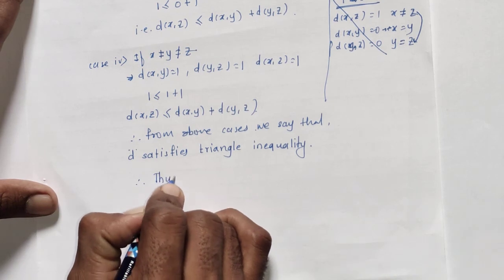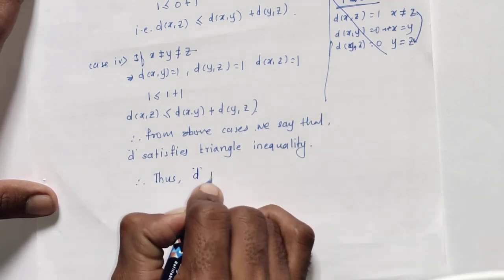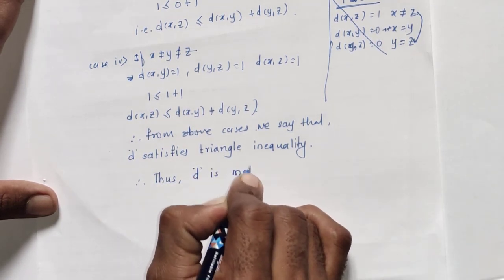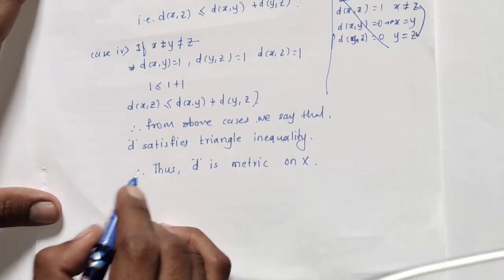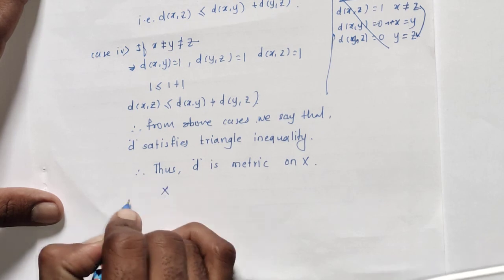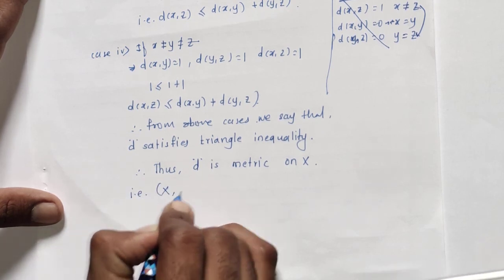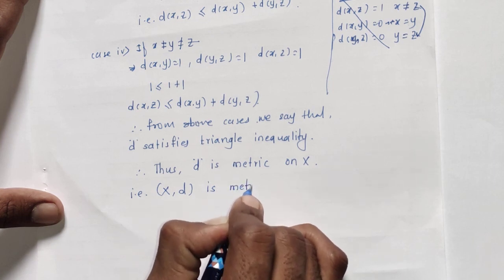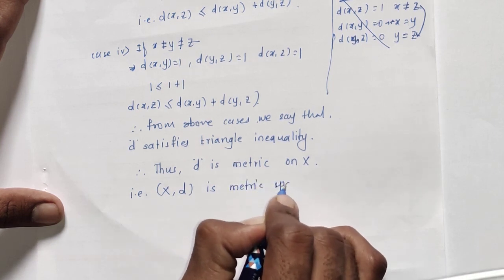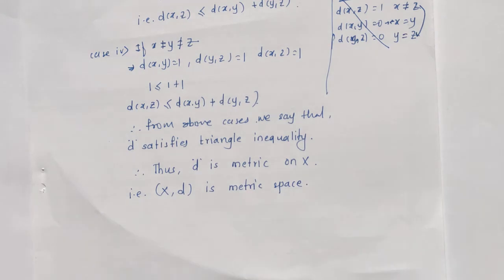Thus, d is a metric on X, or (X, d) is a metric space. Hence, the example is completed.